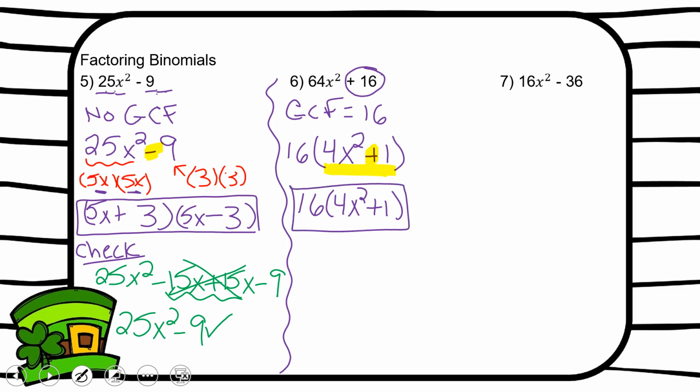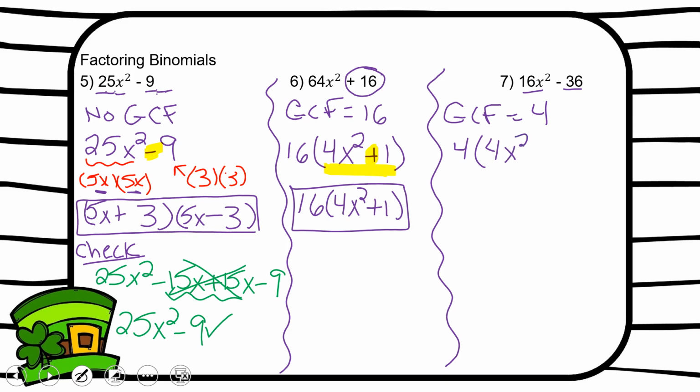And I can check this one just like I did the other one. Distribute your 16 and you should end up with the same answer. Okay, 7. Is there a GCF? There is. And in this case, your GCF is 4. That's the largest number that divides both of these terms. So factor it out, and we would get 4x squared minus 9.